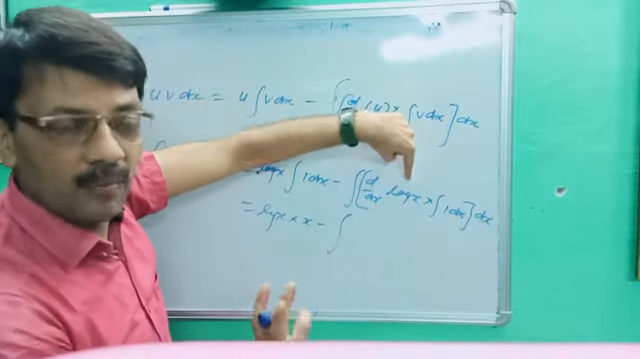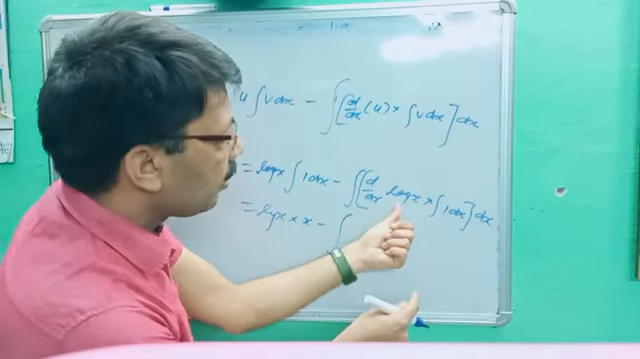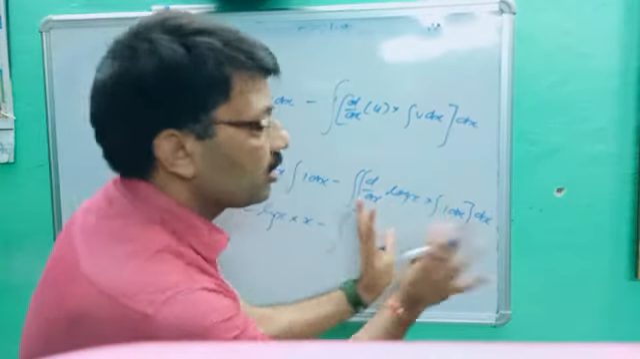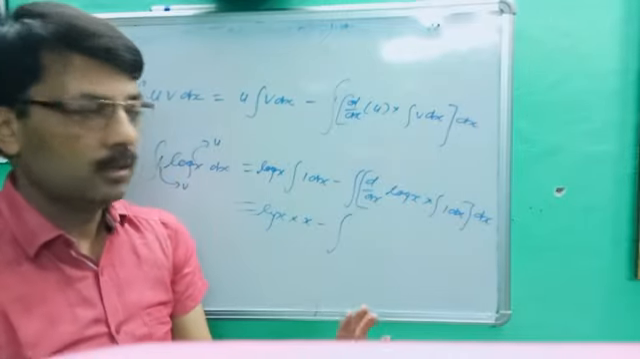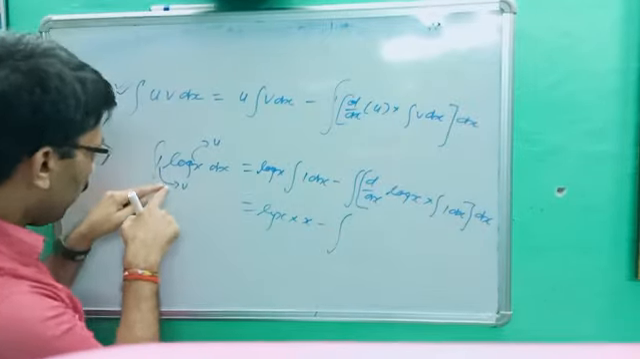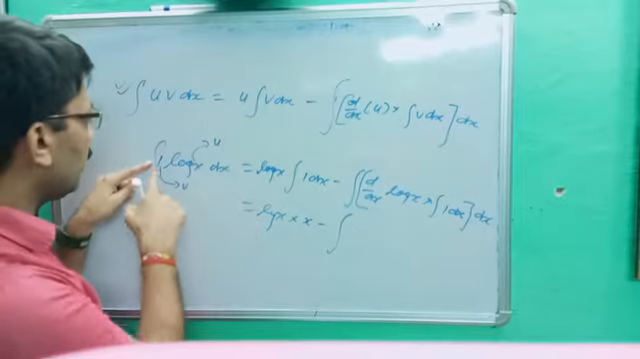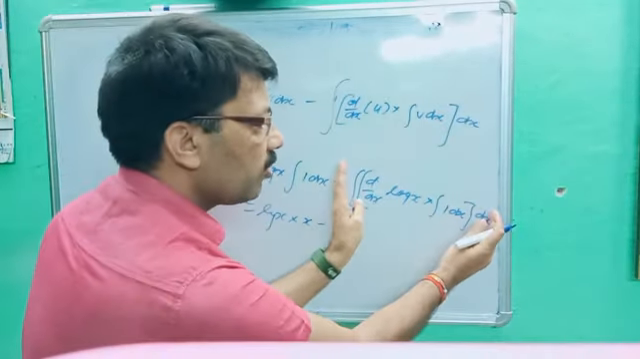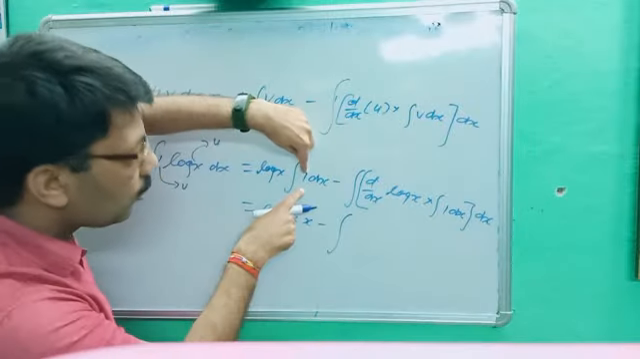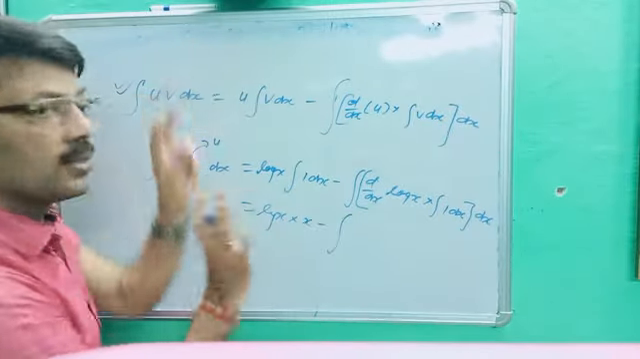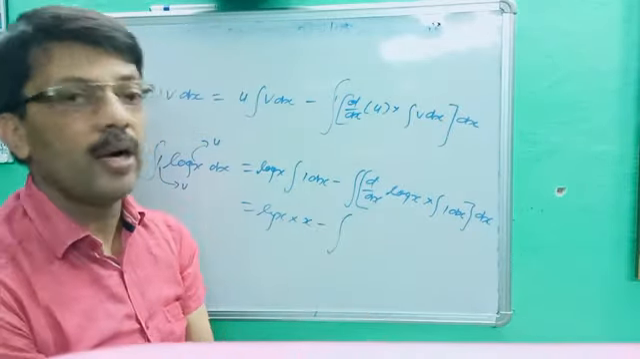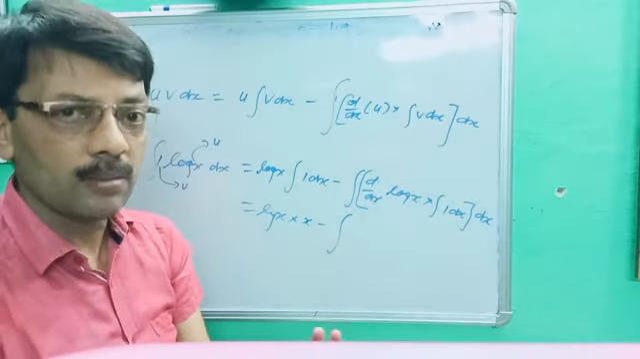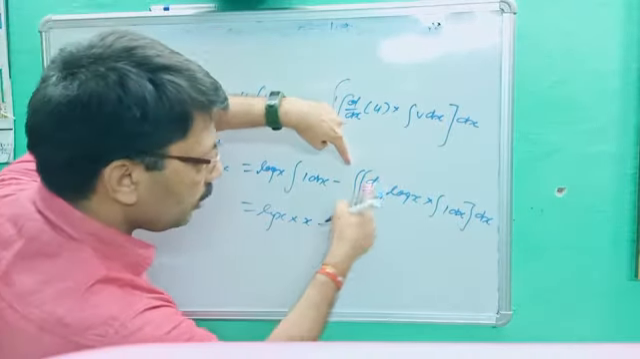See here, our selection is very good. If you had taken 1 as u, then d upon dx of 1 would be 0, the whole function would become 0, and you would never get the answer. Keep in mind, if instead of 1 as v you selected 1 as u, this function will vanish and here you will get log x, and the integration of log x is not known yet. We are trying to find out the integration of log x. That's our aim.